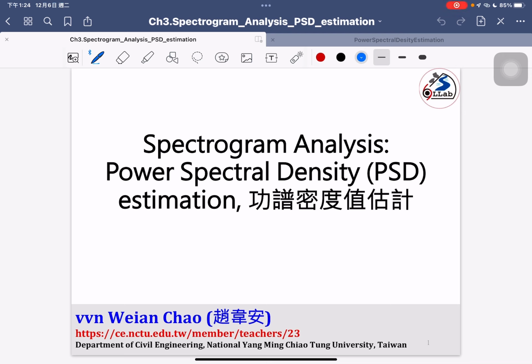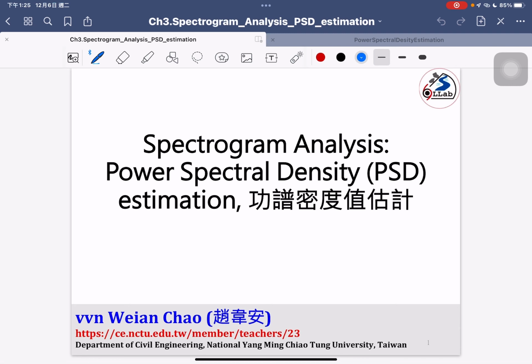Okay, so we start the class, and as I mentioned in the last class, we always analyze the data pretty short, right? Just maybe a few seconds of data. So today we will move to another topic, the power spectrum density estimation. Actually, these methods are very widely applied to data that are quite long.